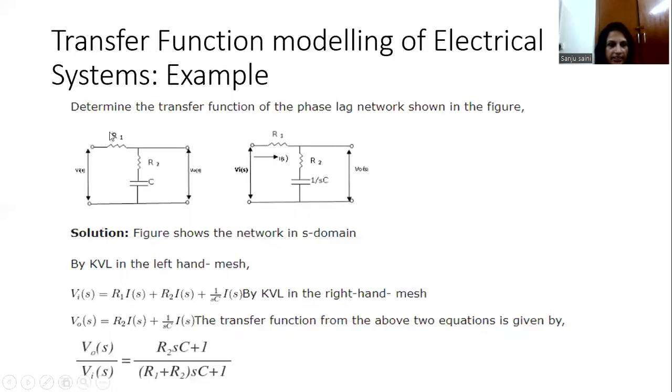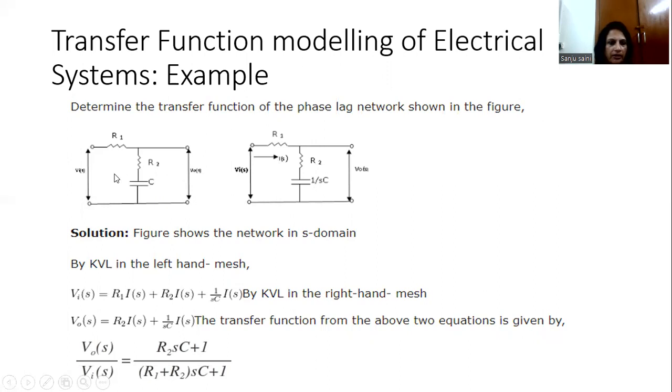So let us consider this case. This is a phase lag network. It is shown over here. R1 will be written as it is. R2 will be written as it is. It is a capacitor, so it will be written as 1 divided by sC. Then this is v_i(t). It will be written as V_i(s). This is v_o(t), the output voltage. It will be written as V_o(s). So we have just completed the first and second steps.